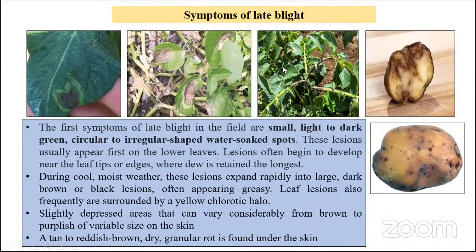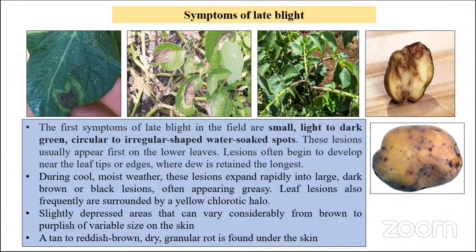So we can see the symptoms of the late blight disease of potato. Initially, the symptoms of late blight in the field are small, light to dark green, circular to irregular shaped water-soaked lesions or spots that appear on the leaves of the potato plants. These lesions usually first appear on the lower surfaces of the leaves, then develop near the leaf tips or edges where the moisture is present for a long time. There the pathogen starts multiplication and shows symptoms.